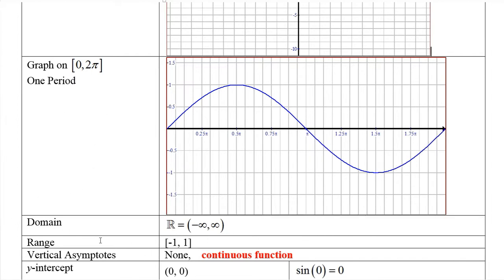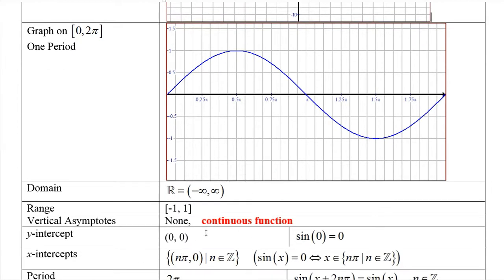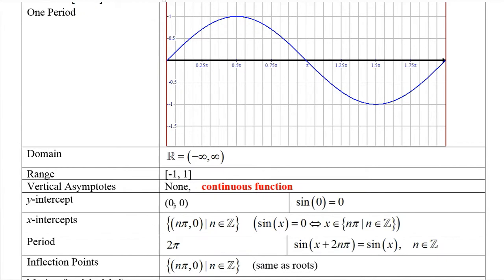Domain is all real numbers. The range is negative 1 to 1. It doesn't have any vertical asymptotes. It's actually a continuous function. The y-intercept is 0, 0, so sine of 0 is 0.